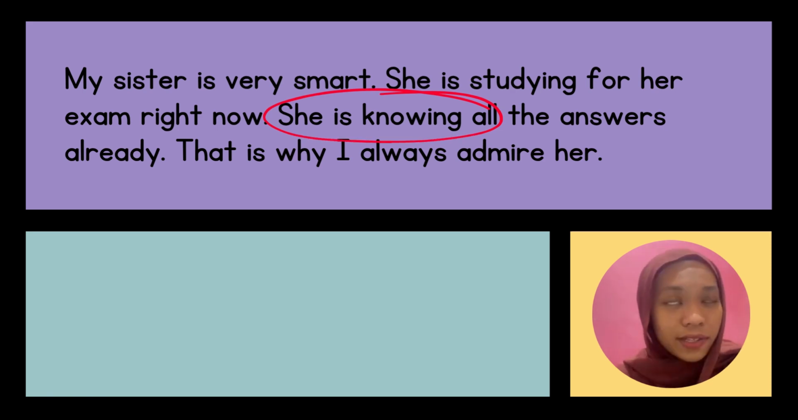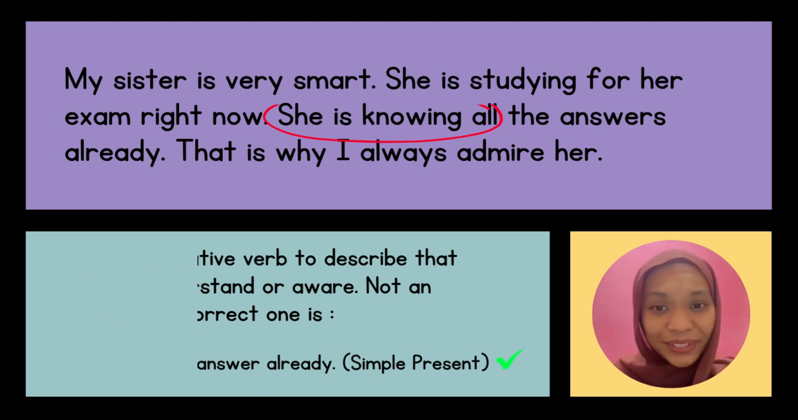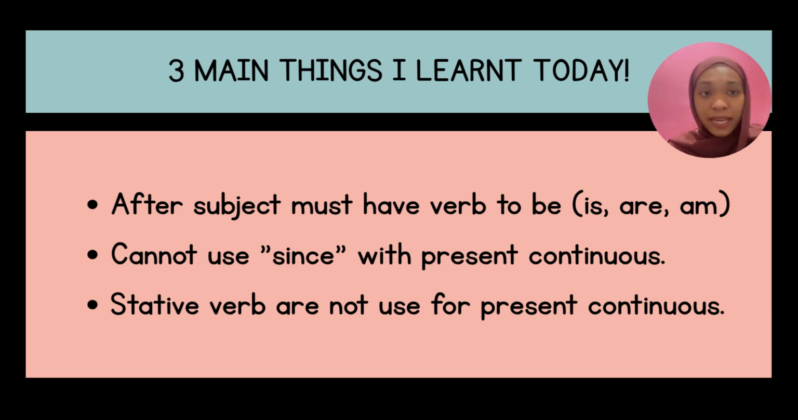Knowing is a stative verb, so we cannot use present continuous. Instead, we have to use present simple, like she knows all the answers already. So knowing is a stative verb to describe that her sister actually understands and is aware of the answer. So it is not an action, so we cannot use present continuous. So do you understand about stative verbs? Yes, very good.